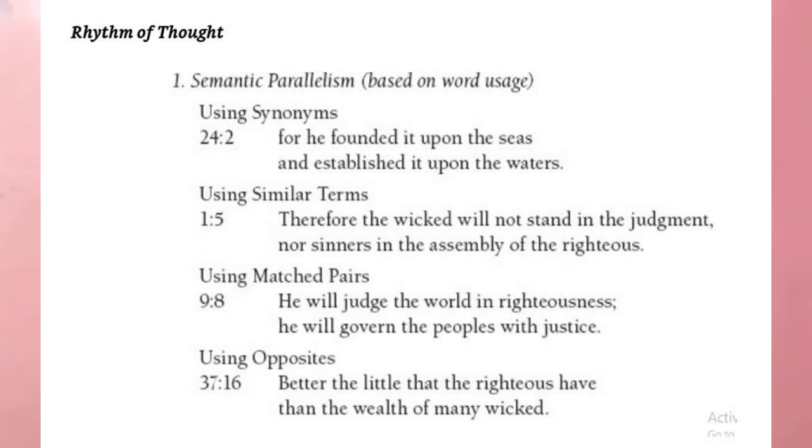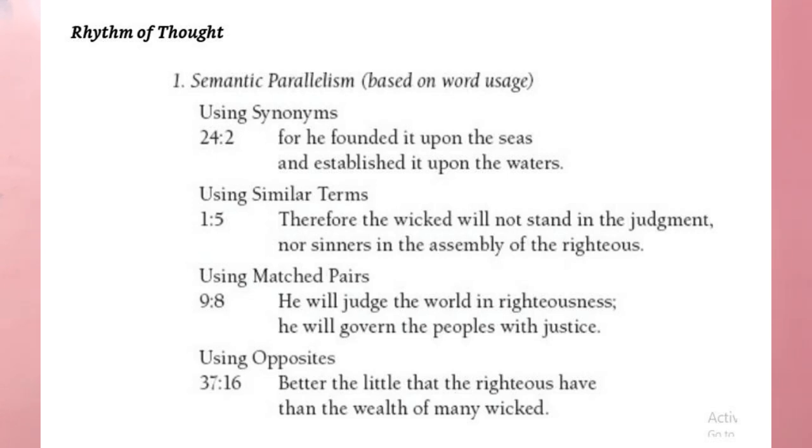Another example we have here is with a matched pair of words. Psalms 9 verse 8: He will judge the world in righteousness. He will govern the peoples with justice. Here the last words of the two lines, righteousness and justice, are a matched pair of words. So this is also an example of semantic parallelism.